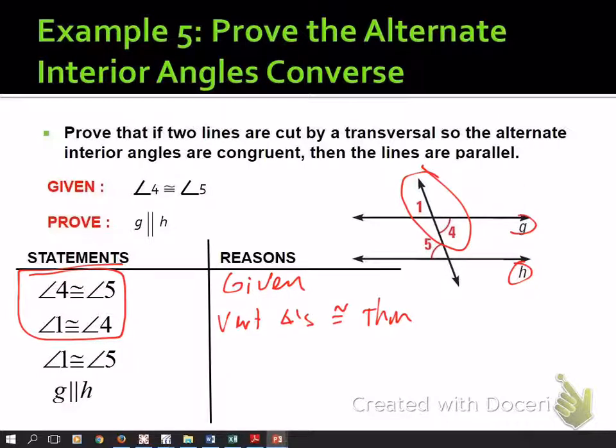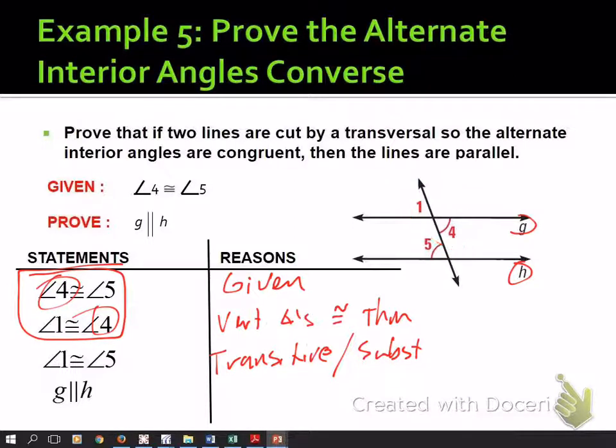Instead, we use the two previous statements and realize that with angle 4 being here, 1 and 5 are both congruent to angle 4, then by transitive or by substitution, we know that 1 and 5 are congruent. Now we know that 1 and 5 are congruent. And yes, we've already talked about 1 and 5 are corresponding angles. So if 1 and 5 are congruent, which we've just proven, the corresponding angles are congruent, then we know the lines are parallel. And that's by that corresponding angles converse.